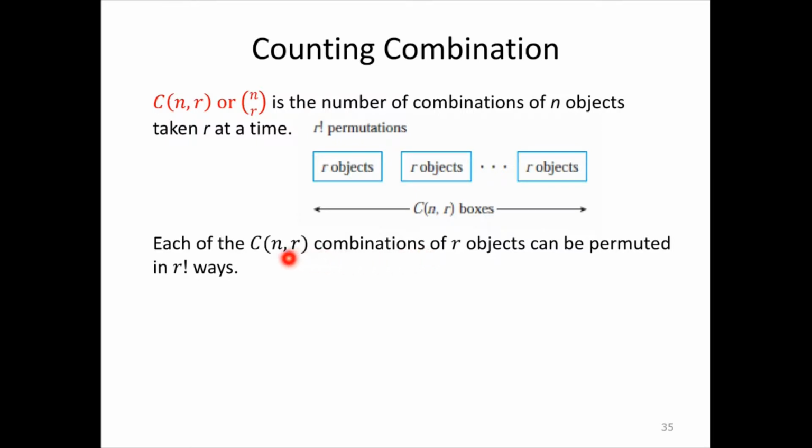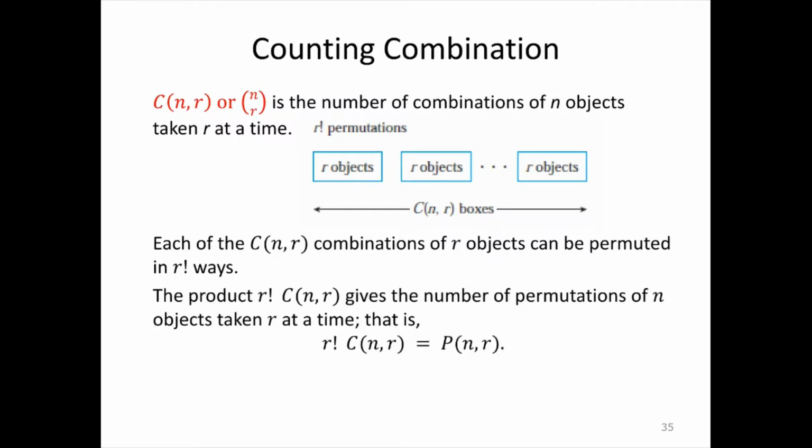So each of these can be permuted in R factorial ways. And then of course the permutation is equal to R factorial times the combination, right? What about the C(n,R) now? We just have to move the R factorial to the right hand side, and then we have this. n factorial over n minus R factorial is the P(n,R), and then divided by R factorial. So this is the number of combinations of n objects taken R at a time. All right, let's see one example.